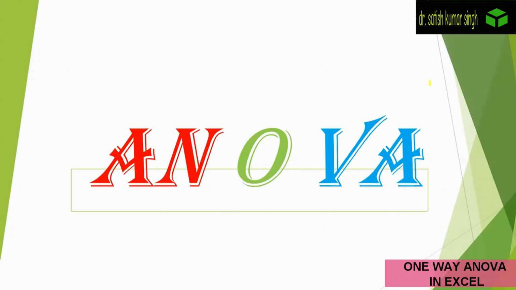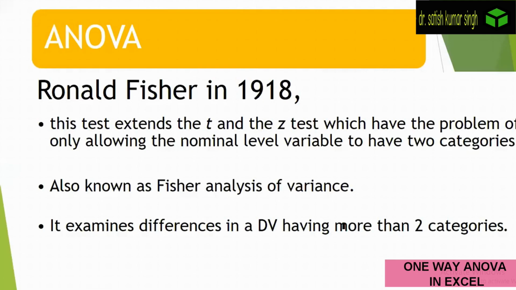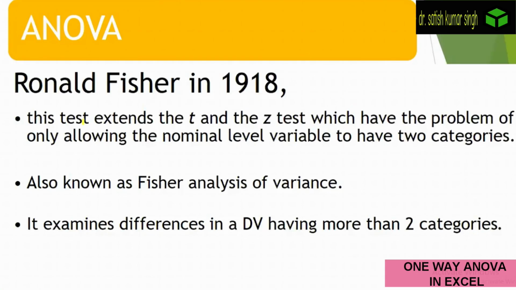So now let's start. Today's topic is ANOVA. What is ANOVA? ANOVA is known as analysis of variance. Why is it required? Let's study. ANOVA is a theory given by Ronald Fisher in 1918. This test extends the T and Z tests, which have the problem of only allowing the nominal level variable to have two categories. This is also known as Fisher's analysis of variance. It examines the difference in dependent variables having more than two categories.